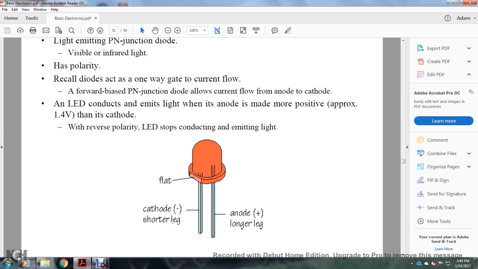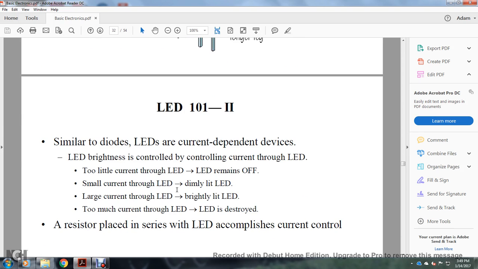This shows the cathode as the shorter leg and the anode as the longer leg, next to the flat side of the LED. Similar to diodes, the LED is a current-dependent device. The LED brightness is controlled by the current through the LED. Too little current through the LED makes the LED remain off. Small currents make the LED dimly lit. Large currents make the LED brightly lit. Too much current through the LED is a short.